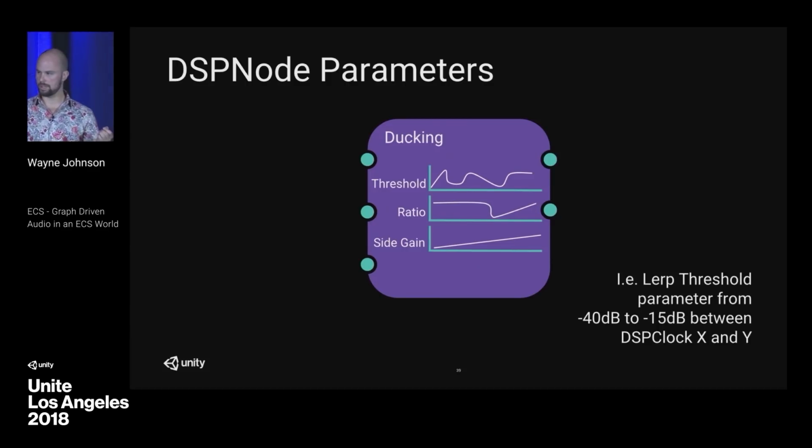And as an example of this, with this ducking node, let's take the threshold. We can actually modify the threshold from -40 to -15 between DSP clock X and Y. So you can schedule this ahead of time, and then as the DSP graph goes along processing, it hits these clock values and then will automatically interpolate this value for you. So it's very powerful, sample accurate automation.